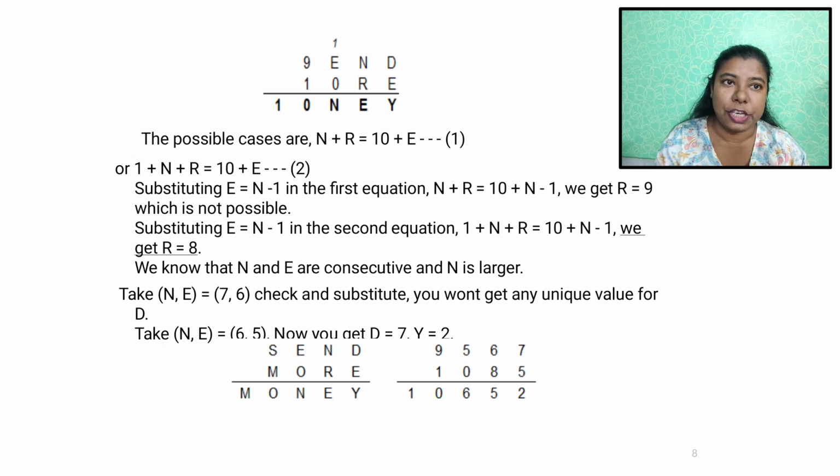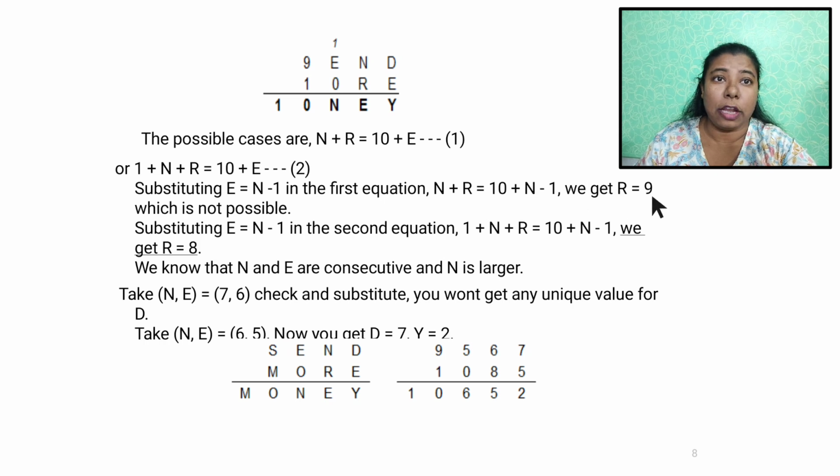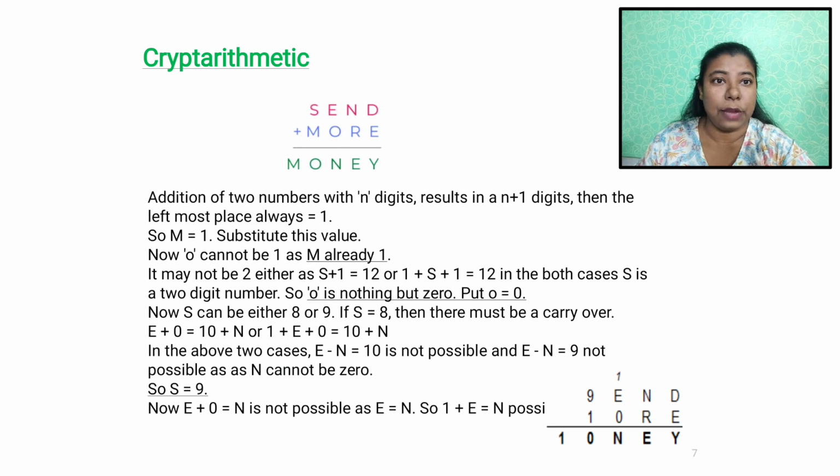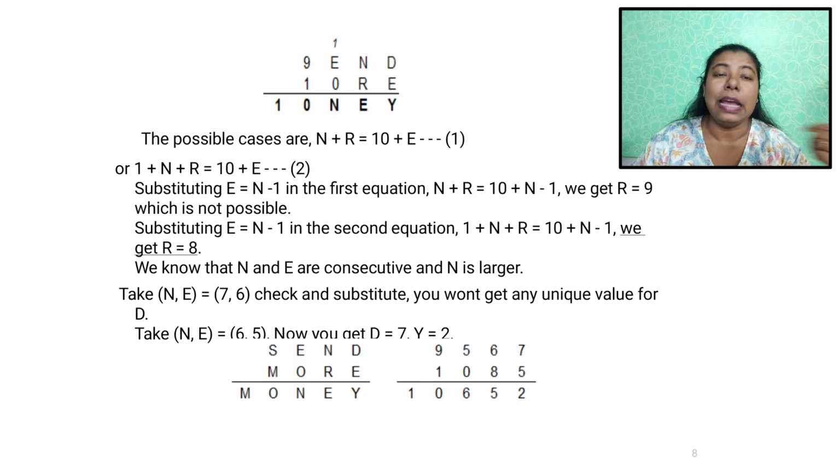From the first equation, we get R equals to 9. But this R equals to 9 is not possible. Why is it not possible? Because in our previous slides we made S equal to 9, and we are not allowed to use the same value for different variables. So we already lost the value 9. So what is the maximum value still left in my pocket? That is 8. Now check it out.